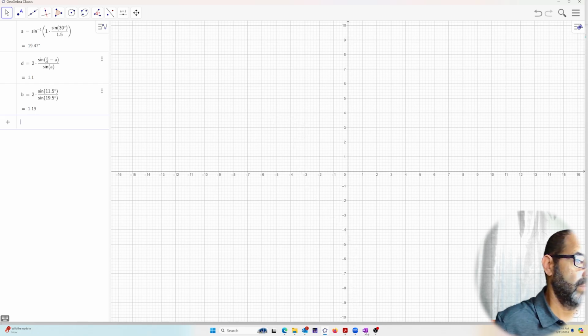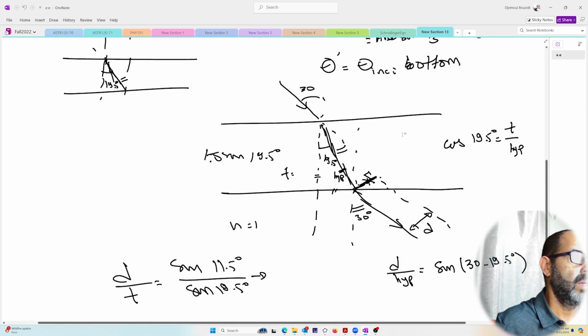I have to make sure that my geometry is correct, okay? So this is the hypotenuse. This is where the right angle triangle is. So the sine is equal to the opposite over it.